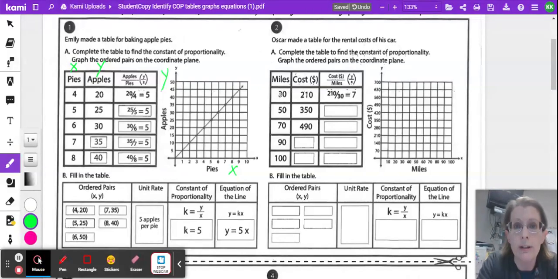So it starts with 30 miles costs $210. So I can see cost is my y, miles is my x. And they tell me the first one is $210 for 30 miles. So I do 210 divided by 30 and we get 7. So on the next one, we do the same thing, y over x. So I have 350 over 50. So 350 divided by 50 is still going to equal 7.